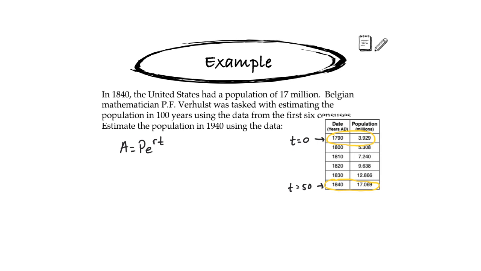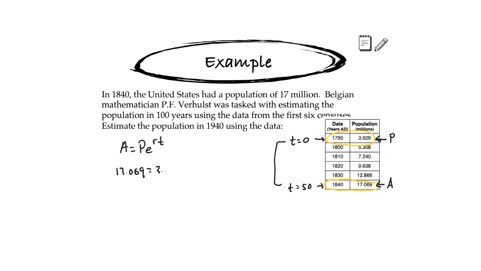And so if t equals 0 gives me a population of 3.929 million, then that means 3.929 million is, you can think of that as my initial population. And then if after 50 years transpire, my population is 17 million, I can think of that as the amount after some set amount of time, in fact, time 50.